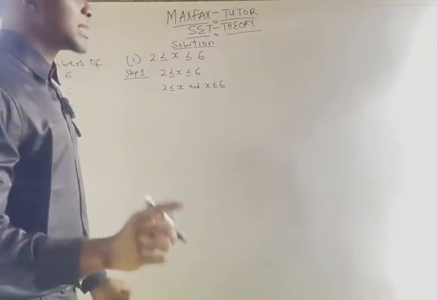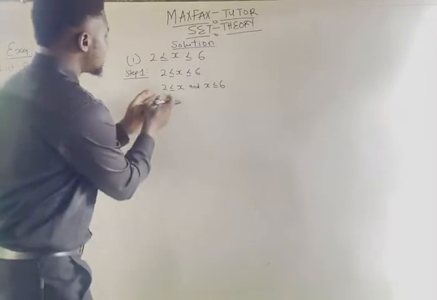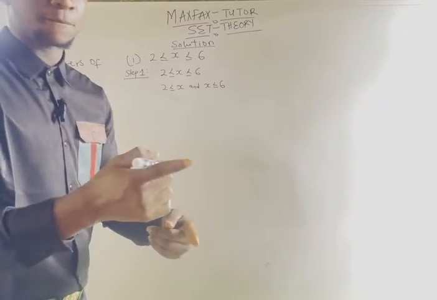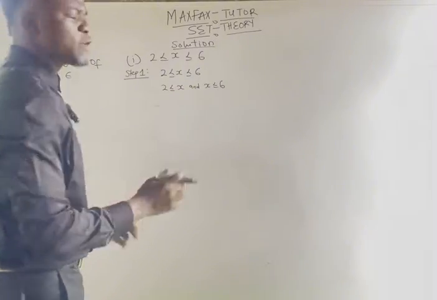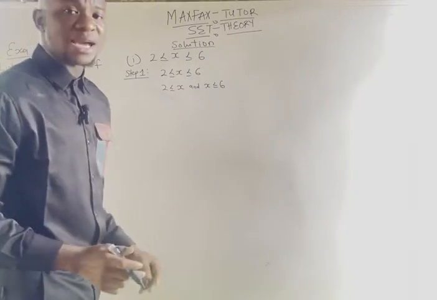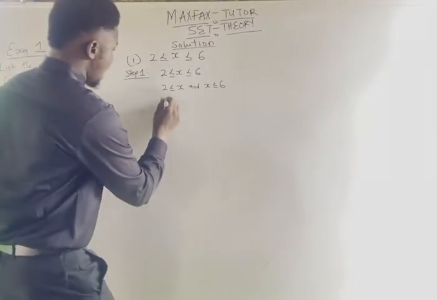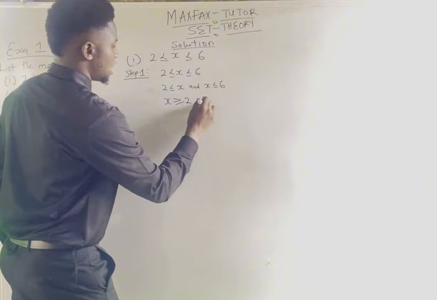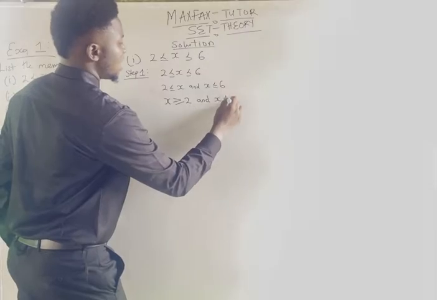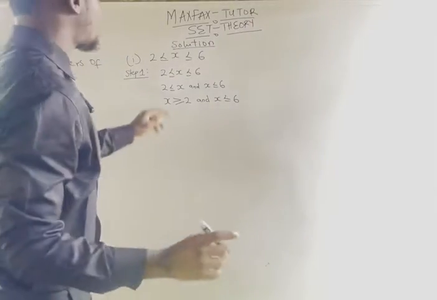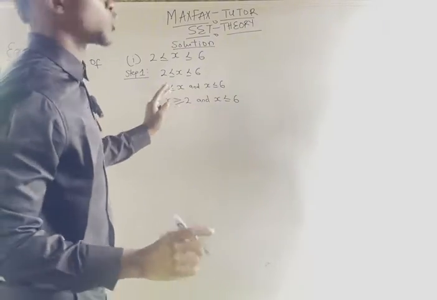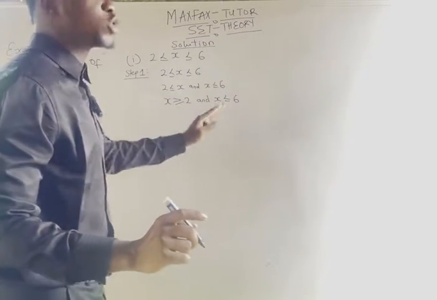After you've done that, the next thing I'm going to do is that the first part here, we are going to rewrite it. So if you have 2 less than or equals to x, we can rewrite it as x greater than or equals to 2 and x less than or equals to 6. So out of these 2 parts, we have to rewrite the first part only. The second part, we are going to leave it like that.